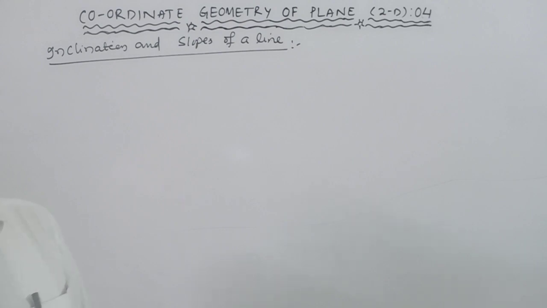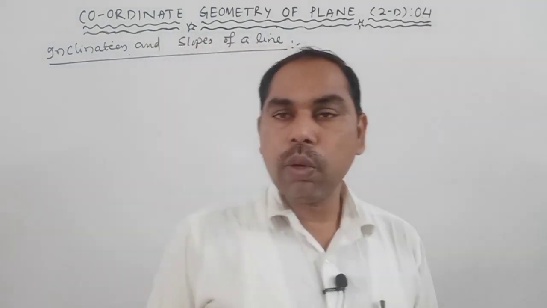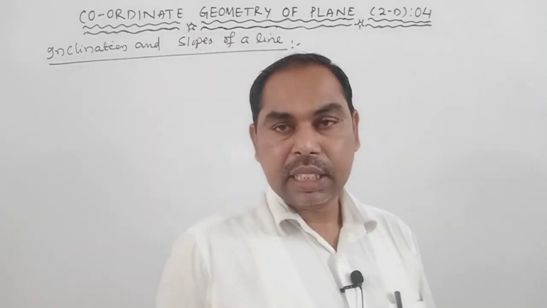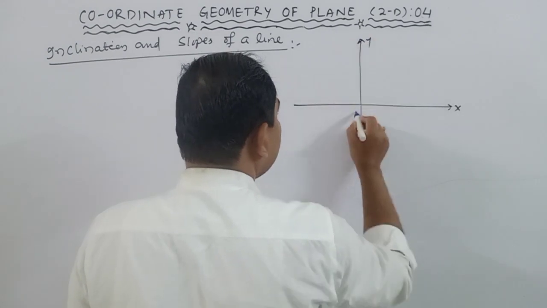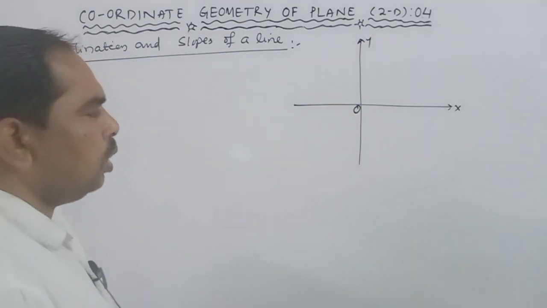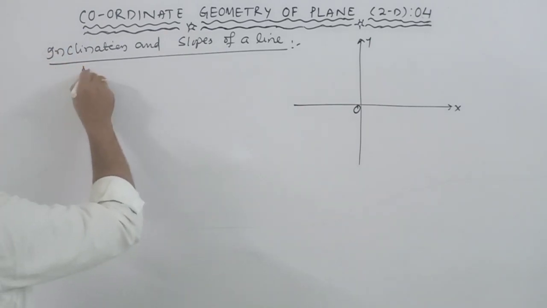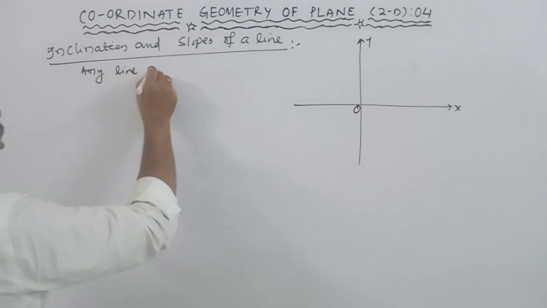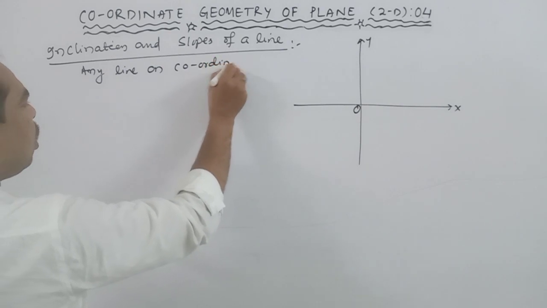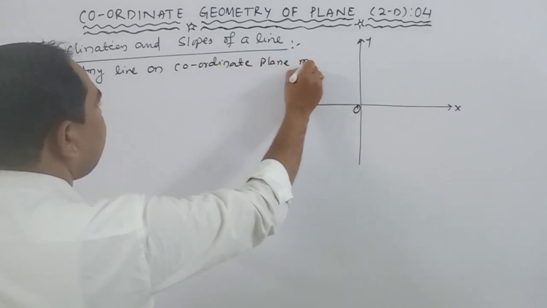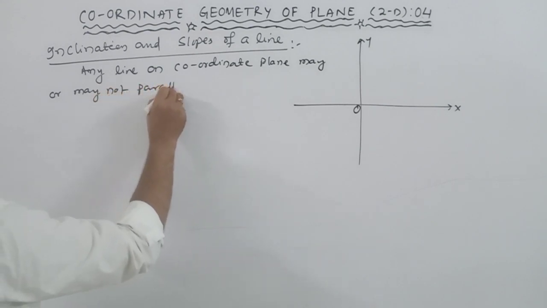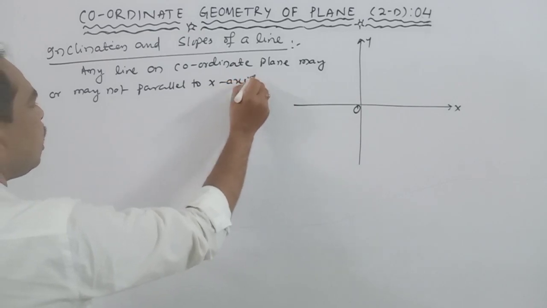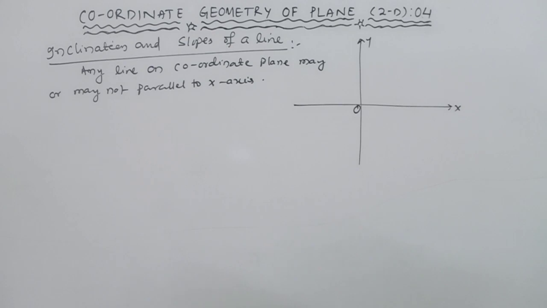Any line in a coordinate plane may or may not be parallel to the x-axis. This is x, this is y, this is the origin. So any line on a coordinate plane may or may not be parallel to the x-axis.